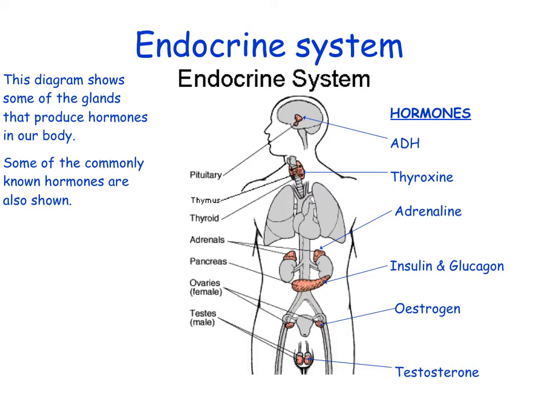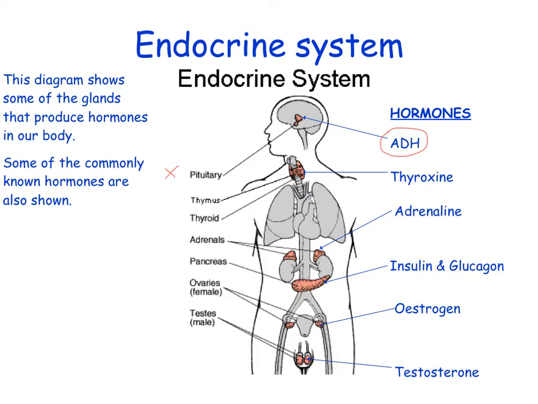Well, some of them you may or may not have heard of. If you remember when we were doing the brain, then we mentioned the pituitary gland found just below the hypothalamus. It releases this hormone here called ADH, and we'll look at that in more detail later on. You've got the thyroid gland, and that releases a hormone called thyroxine. You've got adrenal glands just above your kidneys here, and they produce the hormone adrenaline.